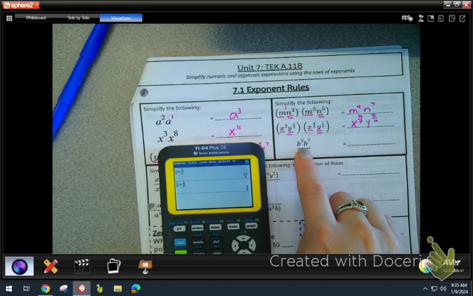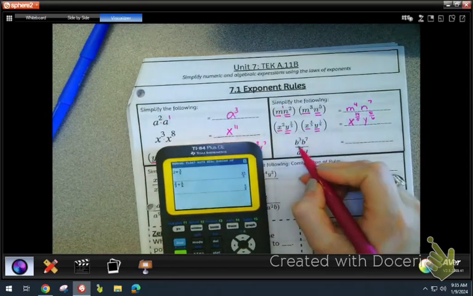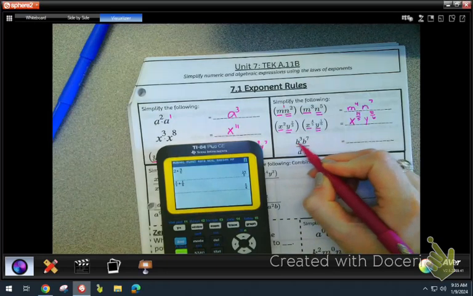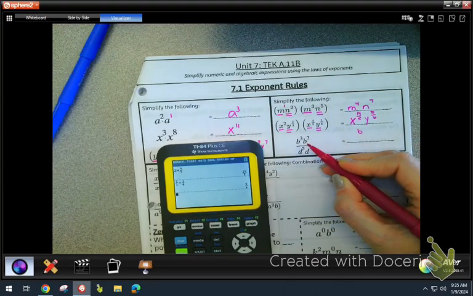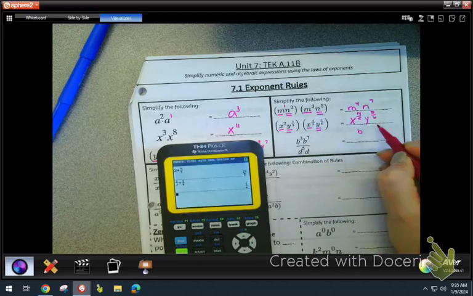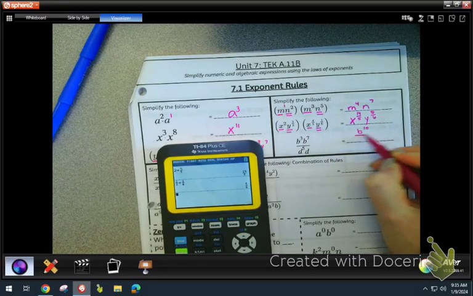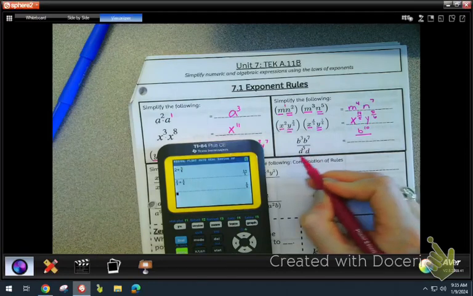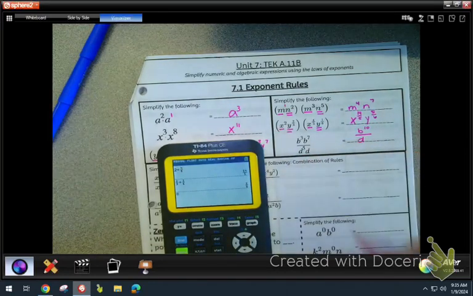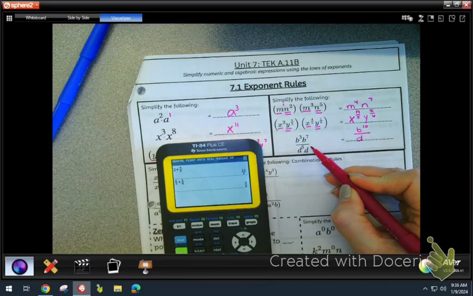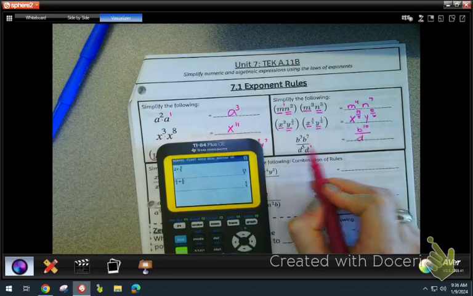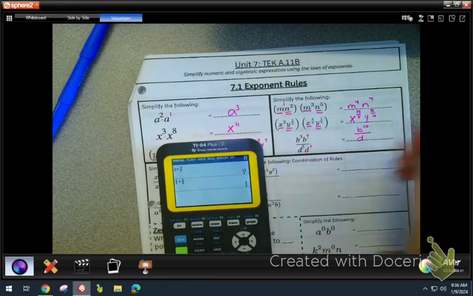What's happening at the top? What are your bases at the top? B. Okay, so when they're side-by-side bases, they're still being multiplied. What do you do with the exponents in a multiplication? Add. 3 plus 7 is 10. On the bottom, you have a different base. It's base D. I have D to the 5th times D to the, what's implied right here? 1. And then what do I do with those? Add. 5 plus 1 is 6. And then we can't do anything there.